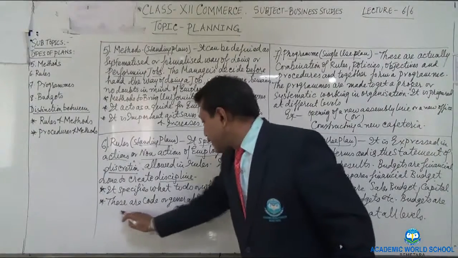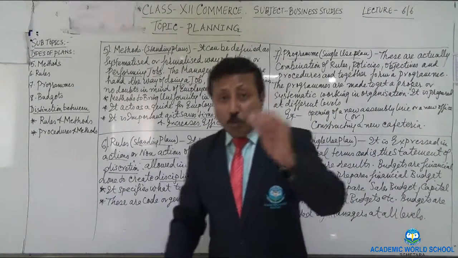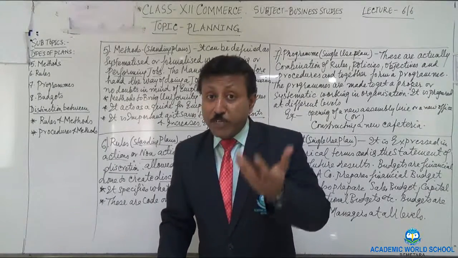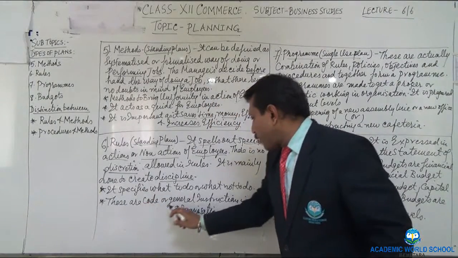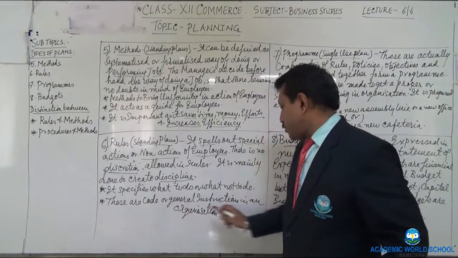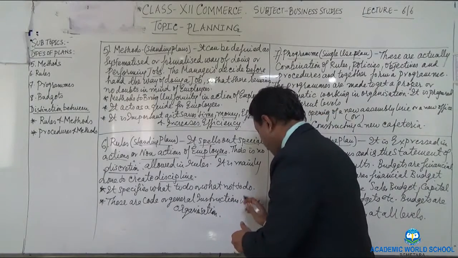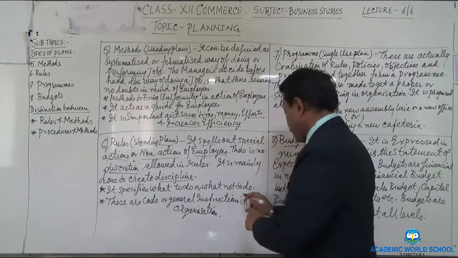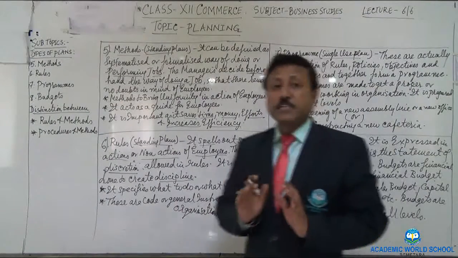The next point is that these are a code or general instructions in an organization. A code of instructions: what to do, what not to do, what the employee should be doing, what they should not be doing. So these are a code of general instructions in an organization.